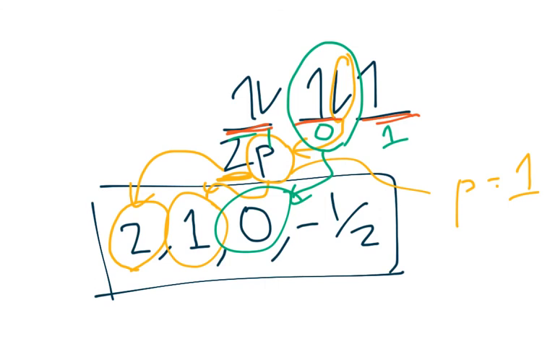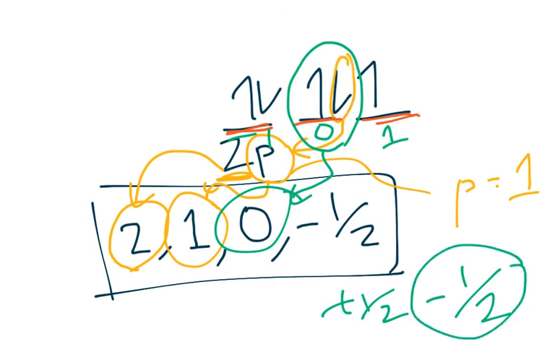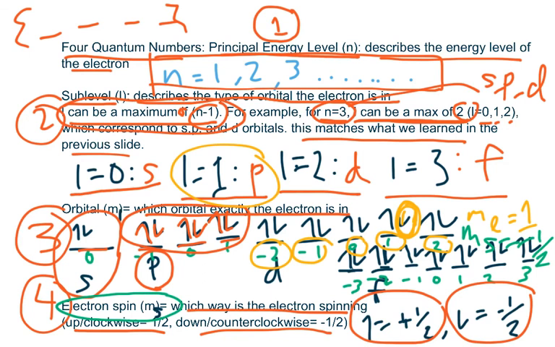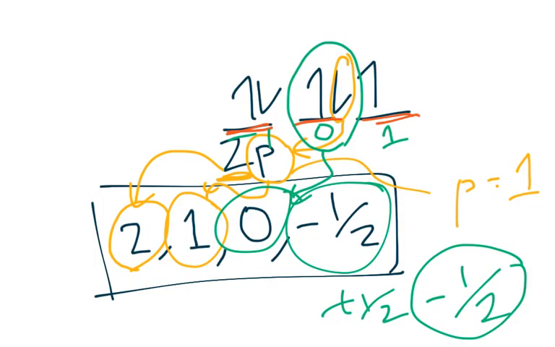Now the fourth quantum number tells us if the electron is spinning clockwise, which is +1/2, or counterclockwise, which is -1/2. Since the arrow is pointing down, it's going to be counterclockwise, and it's going to be -1/2. Because remember, if it's pointing up, then it's +1/2, and that represents clockwise, and counterclockwise is a down arrow, which represents -1/2. So, since it's pointing down, it's going to be -1/2.